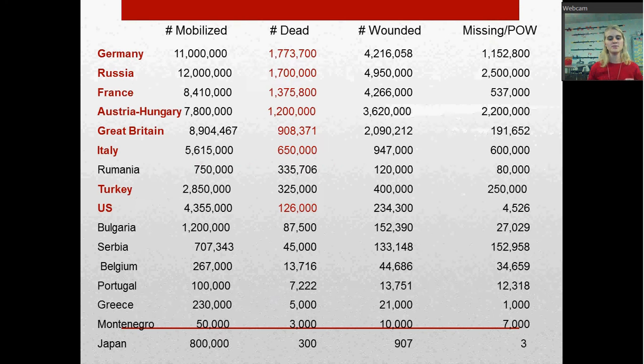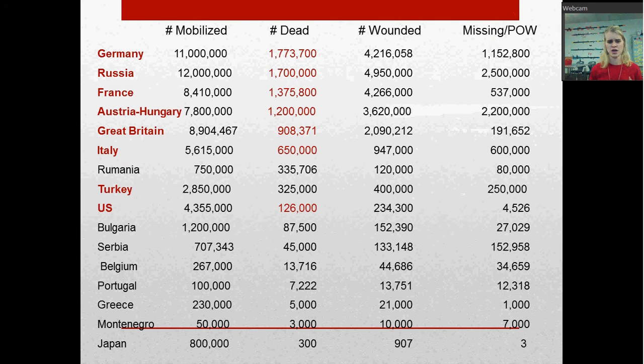Right? So this particular page just shows you some of the deaths here. You can see that in terms of the number of deaths, Germany ranked the highest, especially when you compare that they mobilized the most, right? So this just kind of gives you a good picture. I've highlighted the deaths of the main allied countries here.